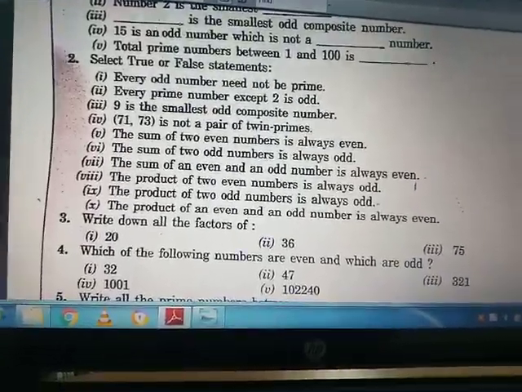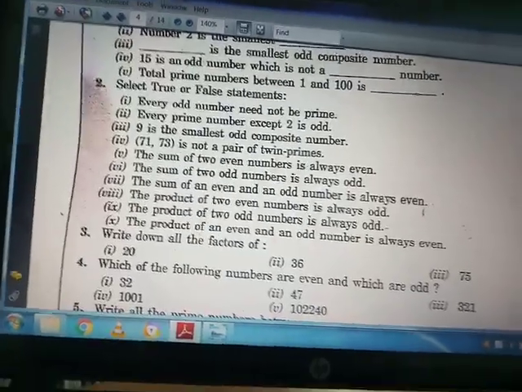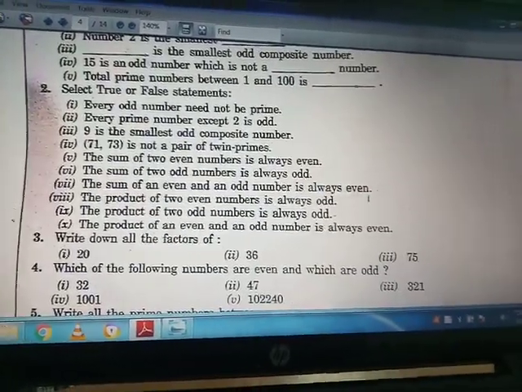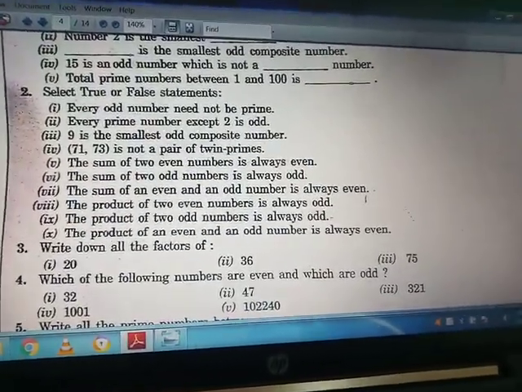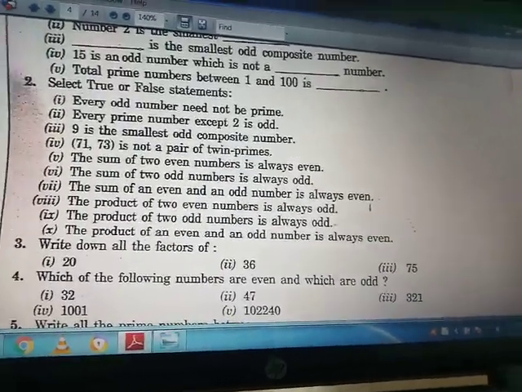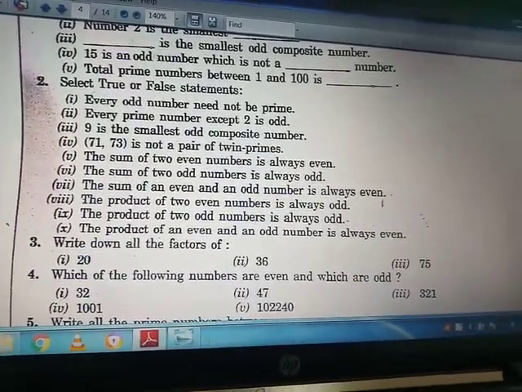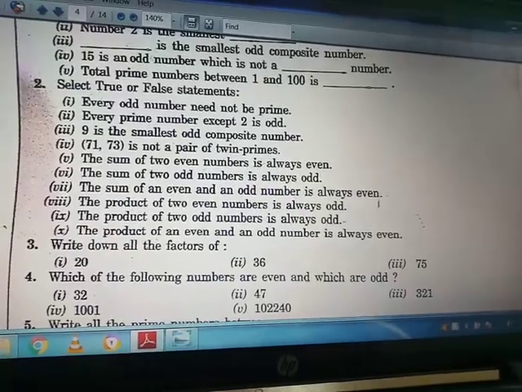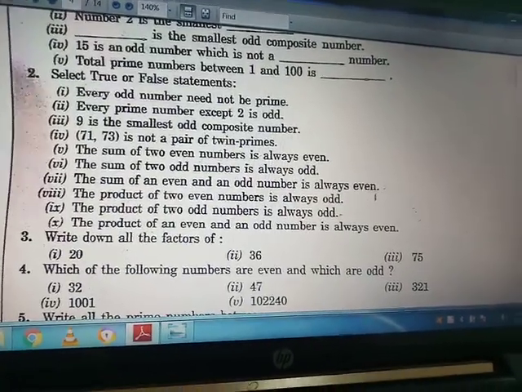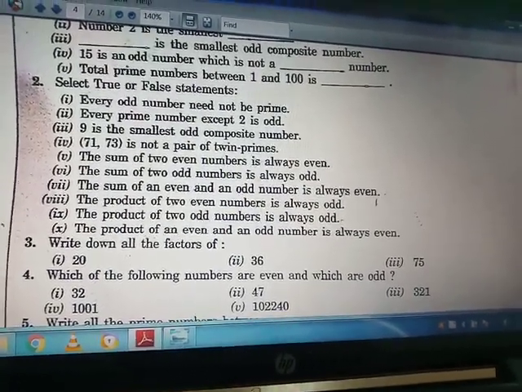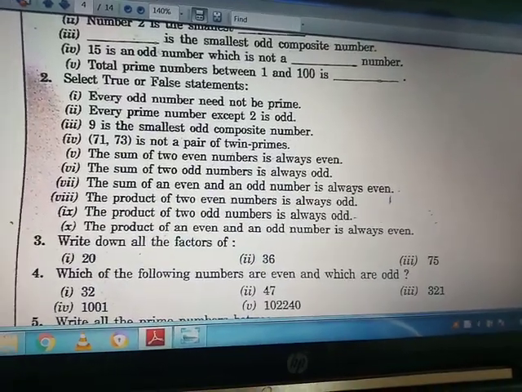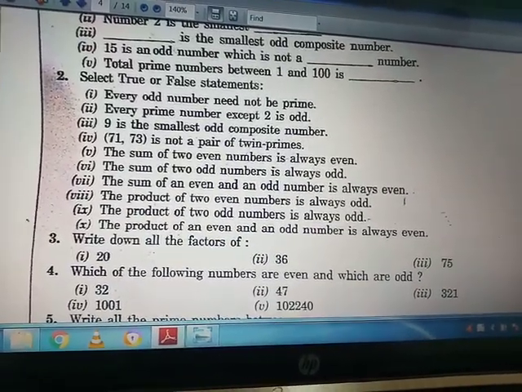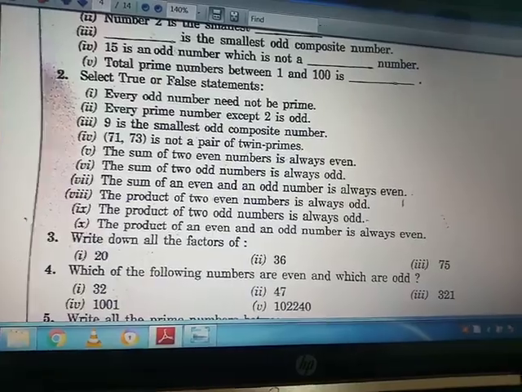We have completed question 1, that is the fill up, and now the second question is true or false. This is your assignment work. You have to answer them in the question hour, and we will discuss this true and false in the next video also.